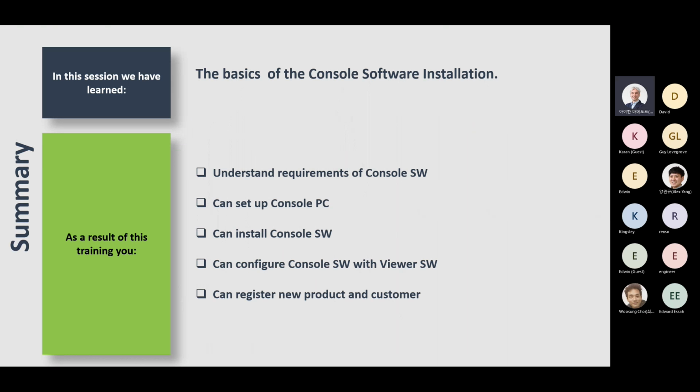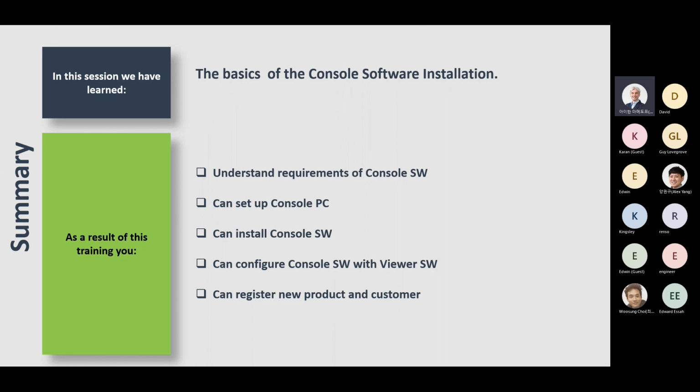Now we know how to install console software. We know what is required, what kind of PC we have to use for that, and how to set up the console PC and how to install the console software or capture software. So you can configure the console software with viewer software and register a new product as shown in the guide that you can refer to. So most of the data that we have for A9 for today is over.